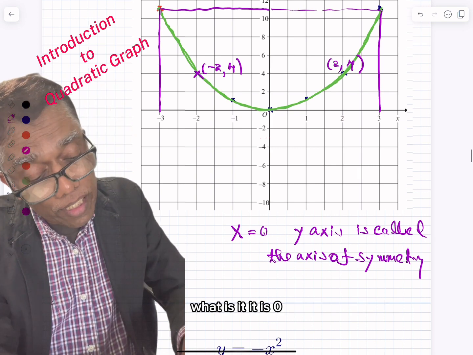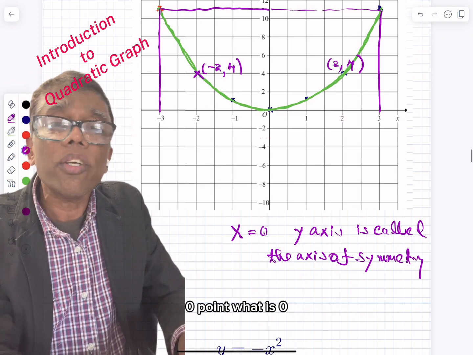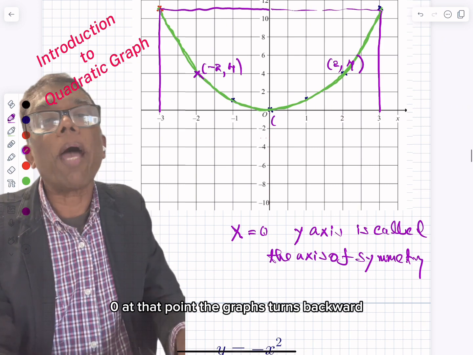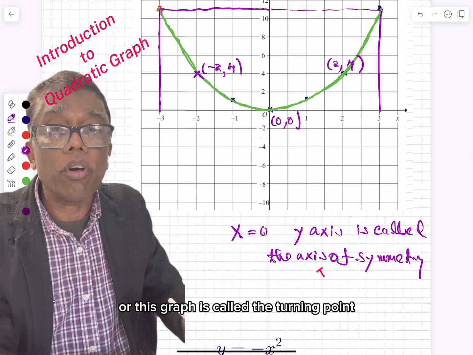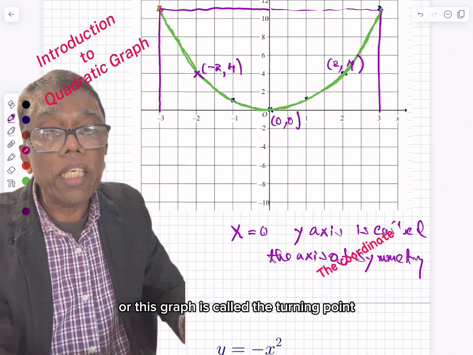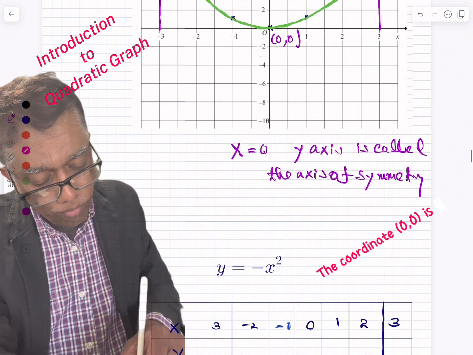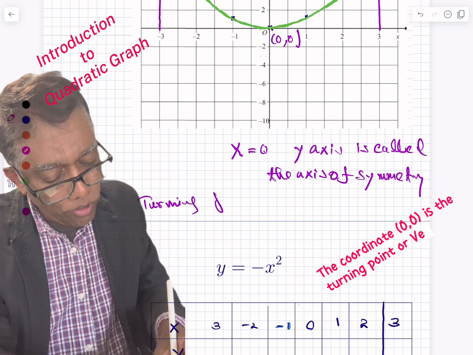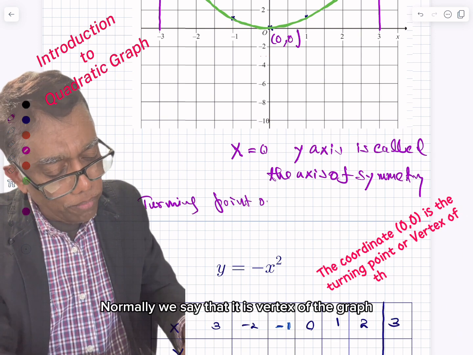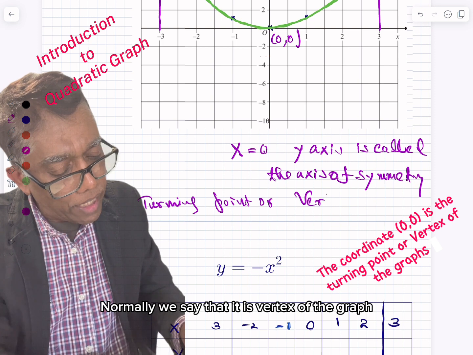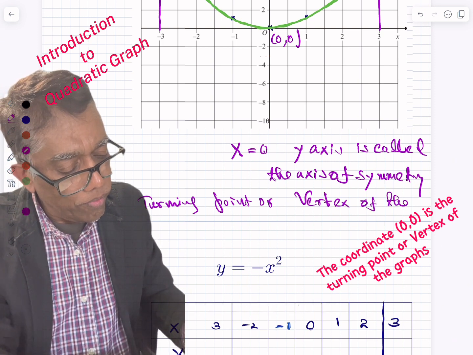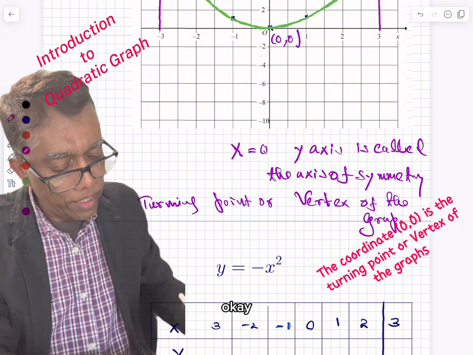Not only that, there is another significant coordinate on this graph. What is it? It is the 0, 0 point. At that point, the graph turns backward. This 0, 0 point of the graph is called the turning point, or normally we say that it is the vertex of the graph.